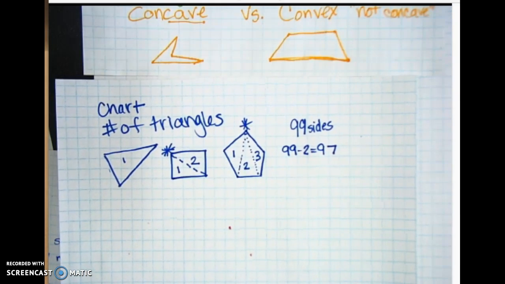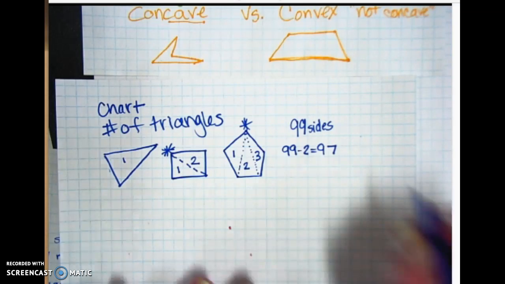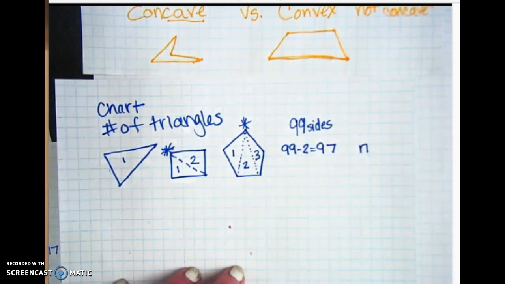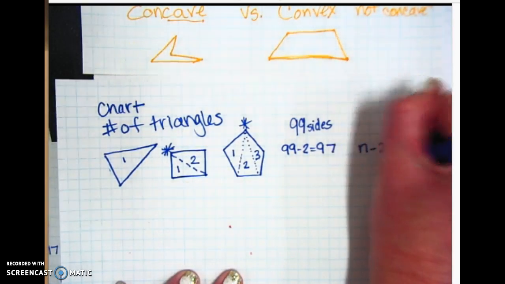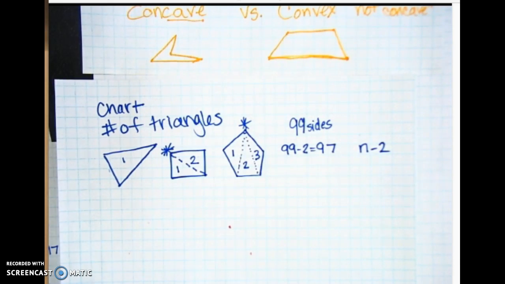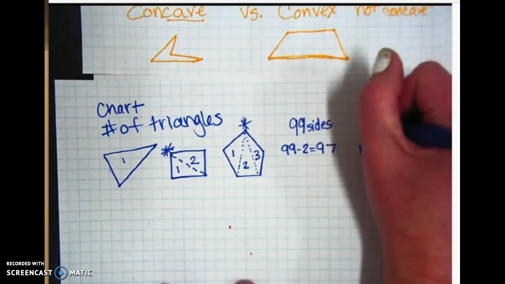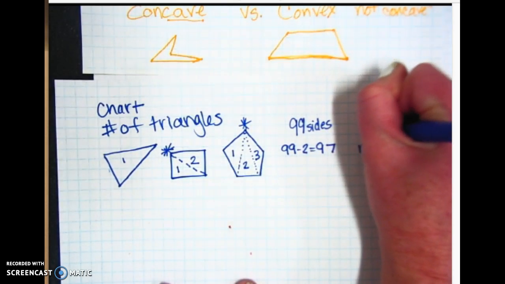So could I give you any random number of sides of a polygon and you could tell me how many triangles are in there? Yes. By just taking that number, we'll call it n, and subtracting 2. Whatever number it is, subtract 2, and that's going to tell you how many triangles are inside of that polygon. We'll call it an n-sided polygon.